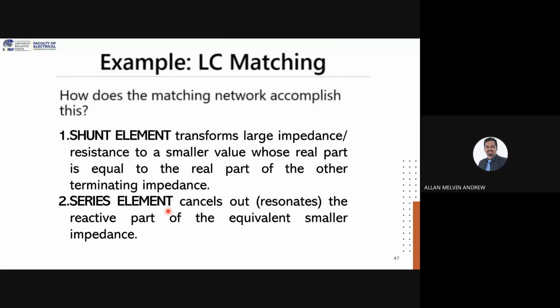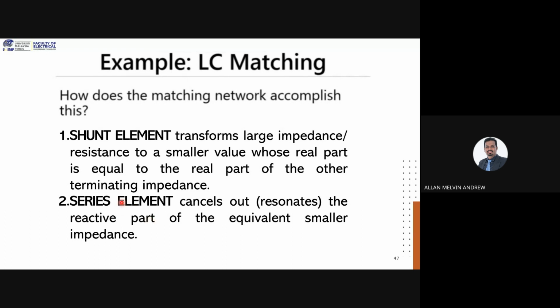Then we have a series element, which cancels out, or resonates, the reactive part of the equivalent small impedance. Reactive part means we have a real part and also a reactive part. The real part is the fixed value and the reactive part is the imaginary value. So with the shunt element, you try to deal with the real part, and with the series element, you try to deal with the reactive part.